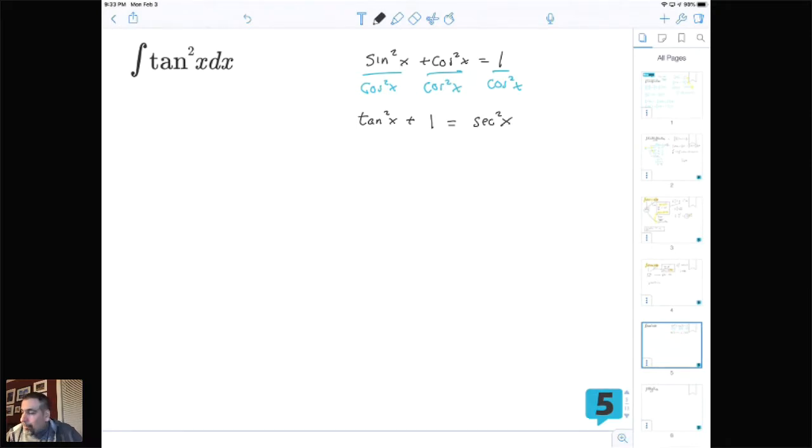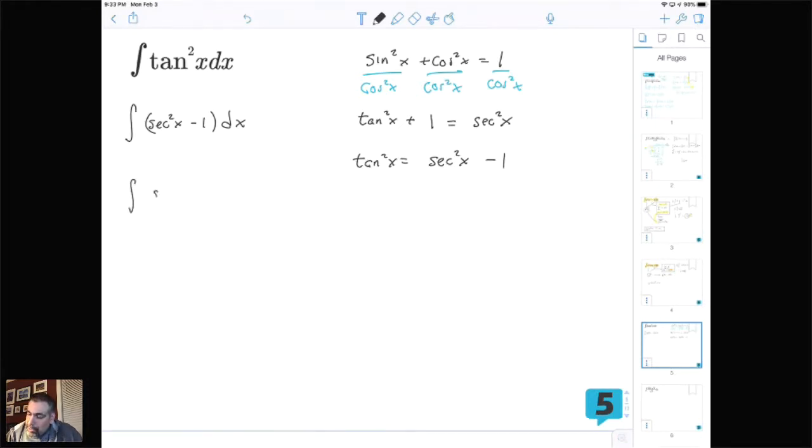So what we end up with here is a new way of thinking about tangent squared, because this can be manipulated to solve for tangent squared. And if we do that, we get tangent squared equals secant squared x minus 1. And now that gives us some options, because if we don't want to integrate tangent squared x dx, we can now rewrite this integrand as secant squared x minus 1. There are some big advantages to doing that.